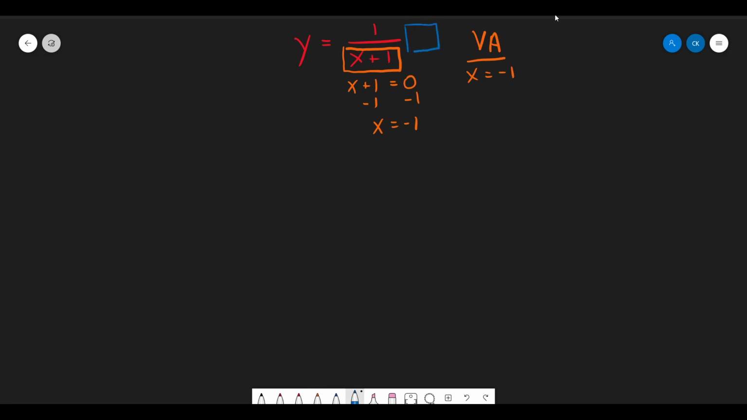Okay. Now my horizontal asymptote. Horizontal asymptote is what's added on to the end, or subtracted from the end. Unfortunately, I don't have anything here, so what does that mean? Well, that just means that my horizontal asymptote is going to be y equals 0. If nothing is being added to the end or the beginning of my fraction, nothing corresponds to the number 0. So my horizontal asymptote is y equals 0.